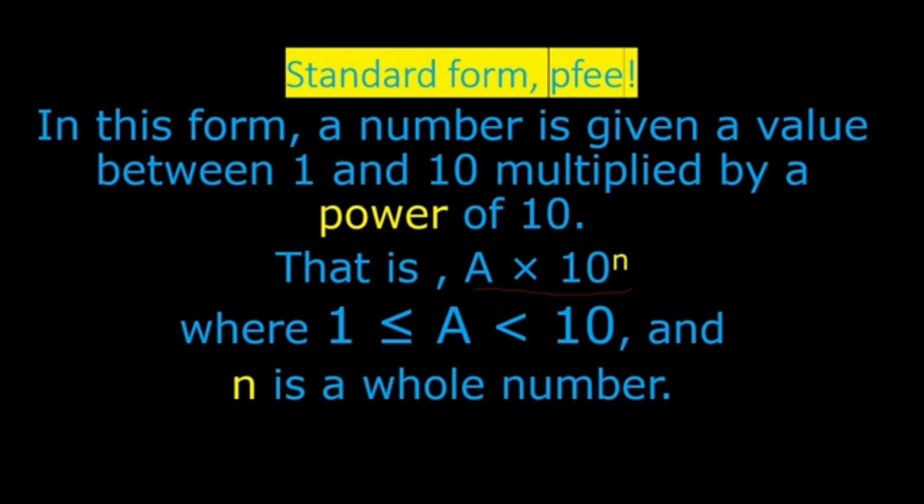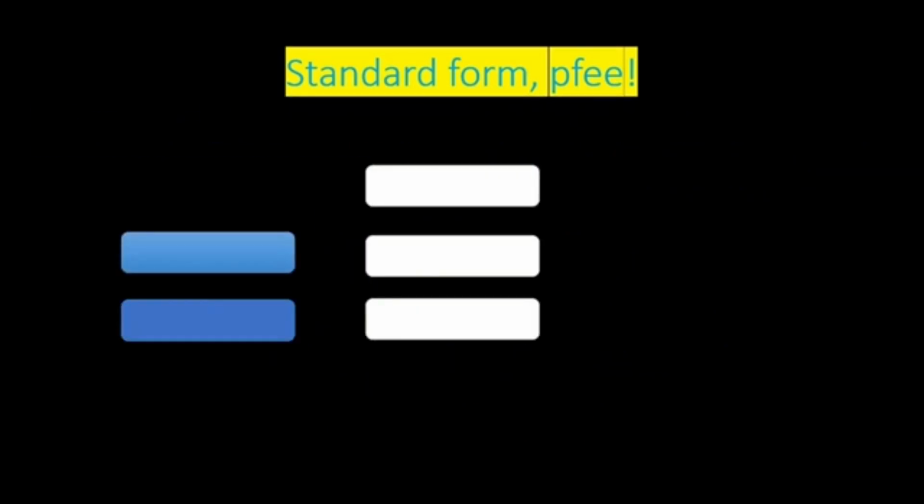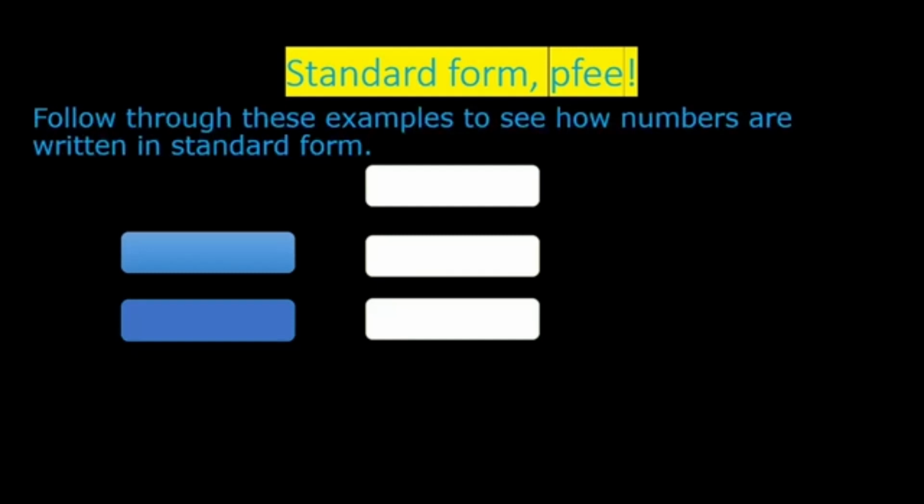What we are saying is all numbers in standard form should start from exactly 1, be it 1.2, 1.3, up to 9.999999999, because 10 is greater than this value. And n is any whole number, whether it is positive or negative, which we call integers. So n is an integer, and a is a number between 1 and 10, with 1 included but 10 being excluded. Let's try some problems. So follow through these examples to see how we can write numbers in standard form.